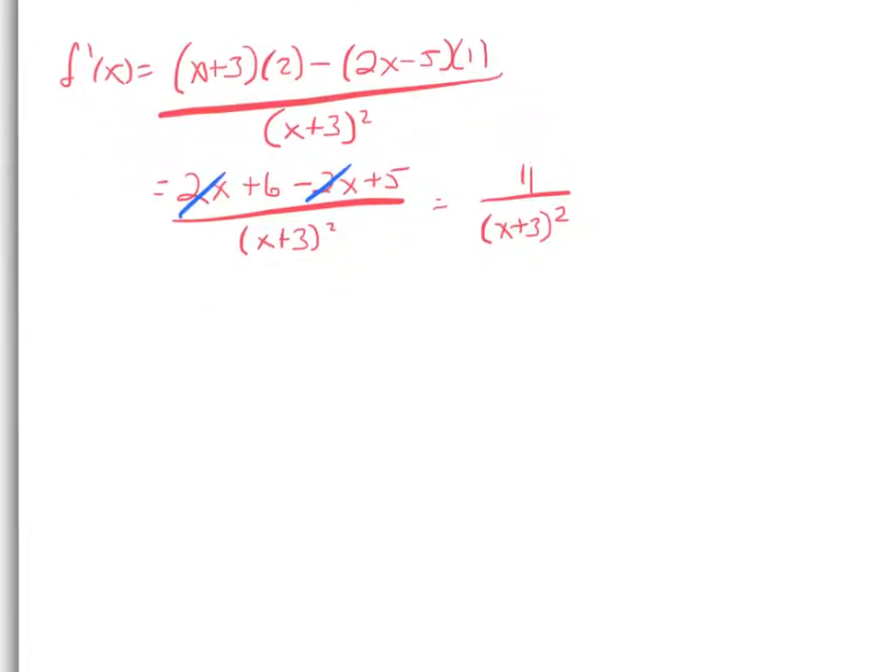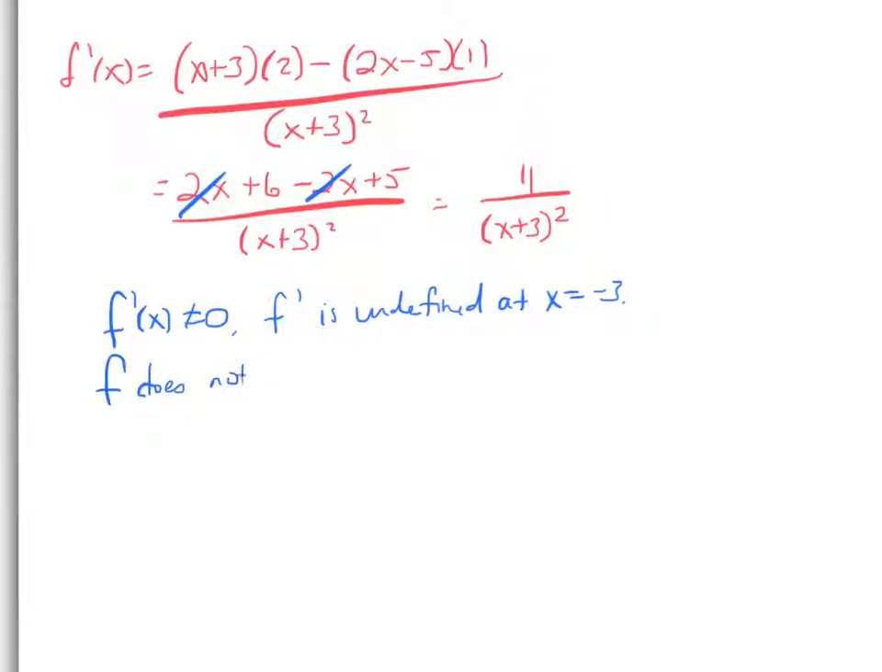So now we look for our critical numbers. Now the derivative here is never going to be equal to 0, but the derivative is undefined at x equals negative 3. Now, negative 3 is not in the domain of the function, so this is not a critical number, which means that f does not have any critical numbers.